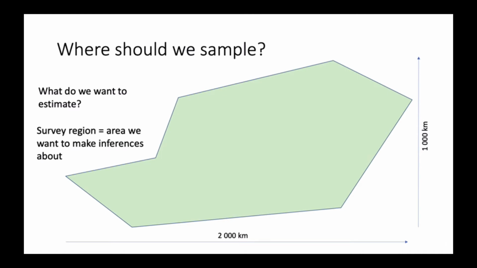The second question is, what is our survey region? The survey region, roughly speaking, is the area we want to make inferences about. We'll need to define the borders of our survey region before we design our survey. Once we've answered these 2 questions, we can use survey design to tell us where we should put our samples.